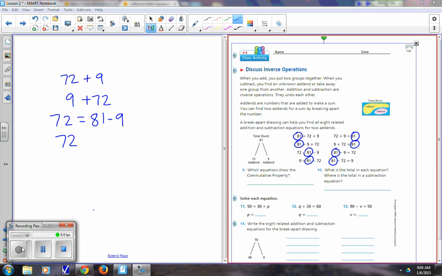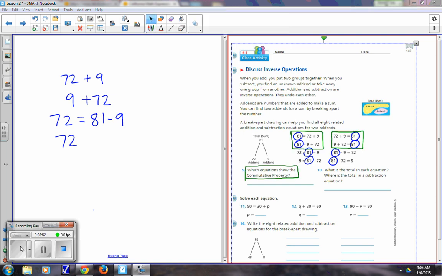Just read them. Commutative property. It's that 3 plus 2 is 5, and so is 2 plus 3 is 5. You can flip the numbers either way. And 5 take away 3 is 2, and 5 take away 2 is 3. That's that commutative property. So which equations show the commutative property up here? I have shown it up here in green. Commutative means 72 plus 9 and 9 plus 72. It's flip-flopped either way. You can do it either way.